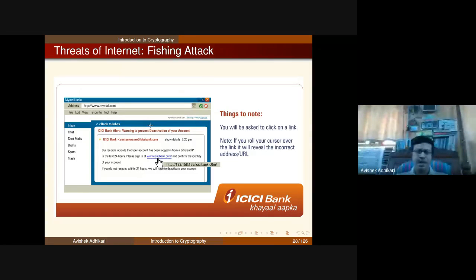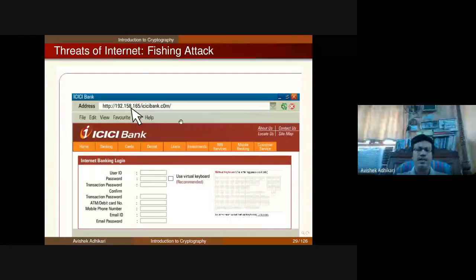Suppose you have an ICICI bank account and you get this kind of message. It says that we are upgrading our system from the bank. We are sending you this message, so please click here to update your details. If you click here, it goes into this site. Again, it looks like ICICI bank details, and there they require your user ID, password, transaction password, etc., and everything.